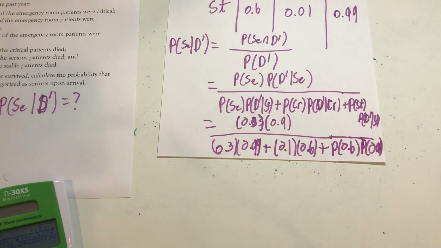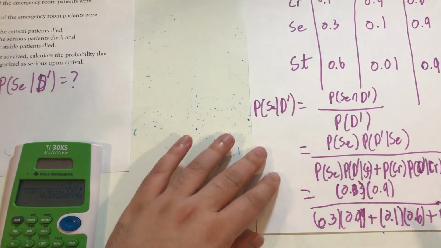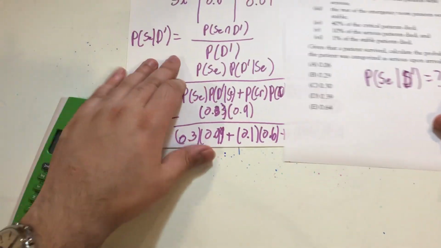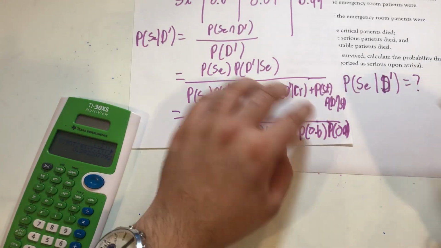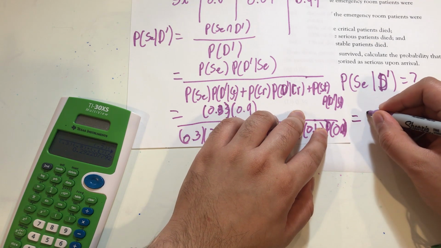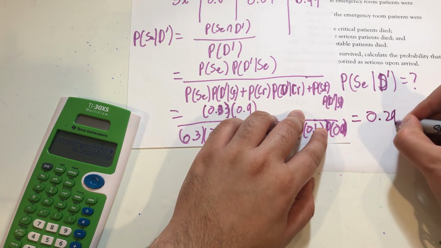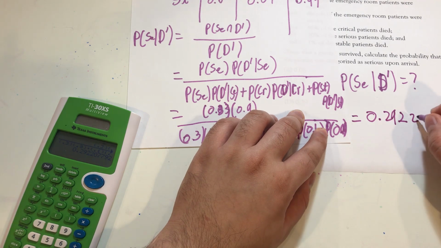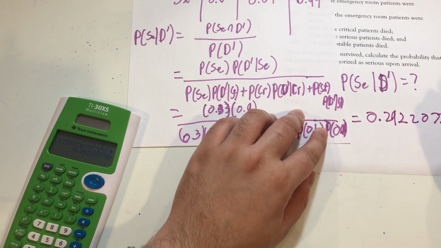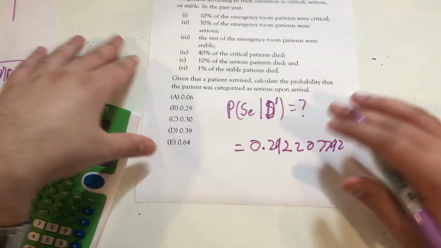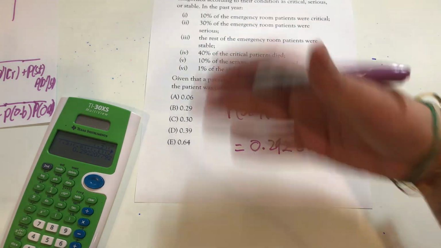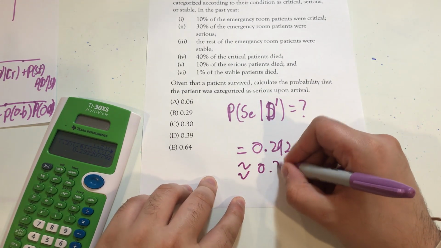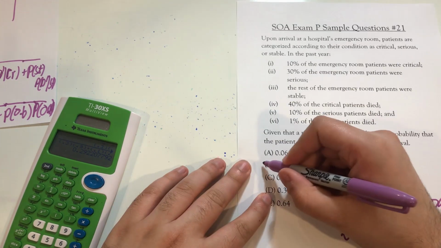Okay, and that gets me the following answer. I'm running out of room, so I'll write it here. The following answer of 0.292207792. That's what my calculator is displaying. However, here we're rounding to 2 decimal places. That's what the answer choice is in. So that's approximately 0.29. Answer choice B.